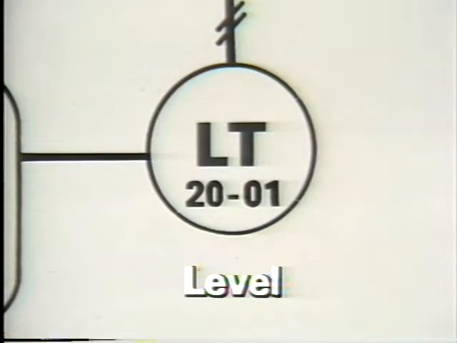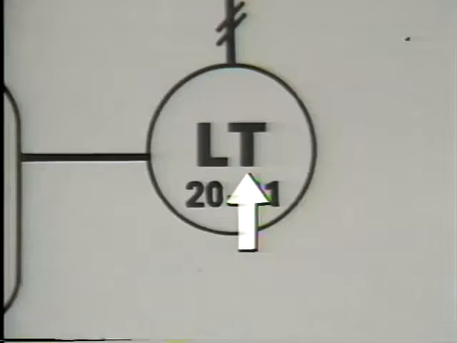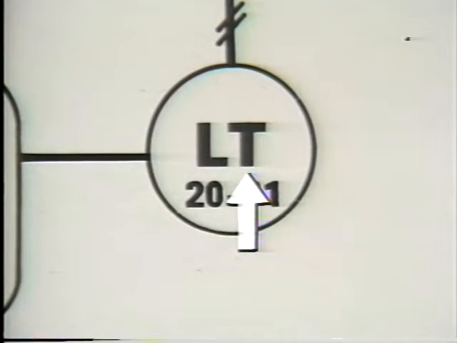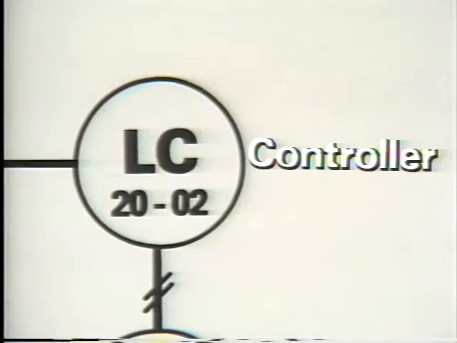The first letter normally identifies the process, such as L for level, T for temperature, P for pressure, and so on. The second letter normally identifies the function of the instrument, such as T for transmitter, or C for controller.